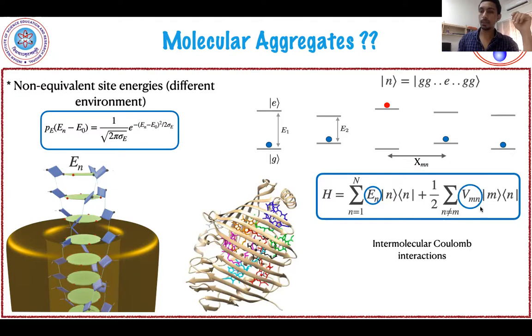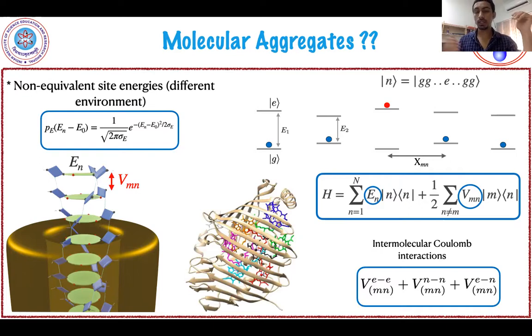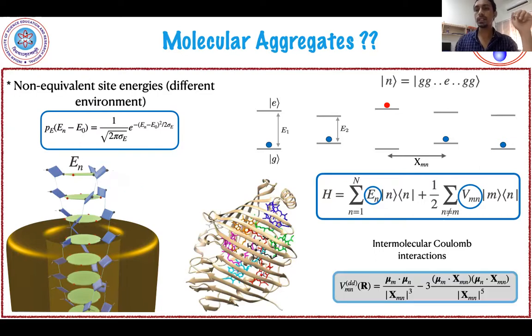The second term in this Hamiltonian is the intermolecular Coulomb interaction. It includes all types of interaction between two different molecules: the electron-electron, electron-nucleus, and all the interactions. That would have a complicated form, so we take it in a simple form. Under some approximations where the distance between molecules is much larger, we can take a molecule as a point dipole. For that, to the lowest order approximation, this V_mn can be taken as a dipole-dipole interaction. In this dipole-dipole interaction, mu_m and mu_n are the transition dipole moments for monomers m and n, and X_mn is the distance between any two of these molecules.